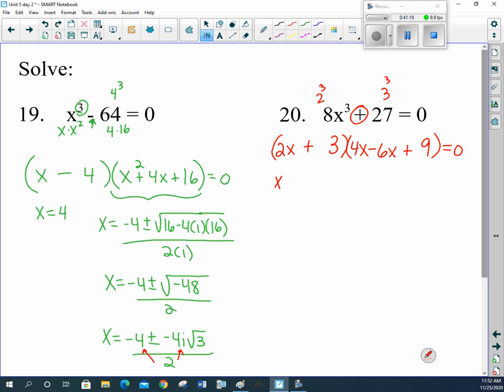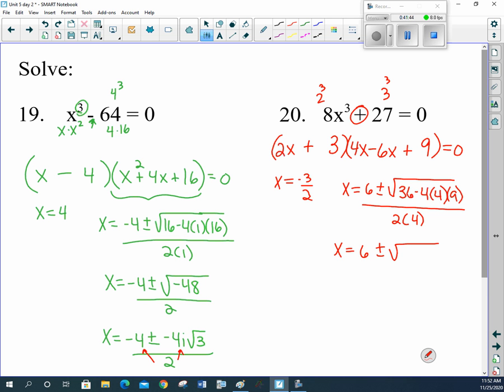Okay, from the first parenthesis, x equals -3/2. The second parenthesis will never factor. It always has to go in the quadratic formula. And this one will give you an imaginary number. Okay, so x equals 6 plus or minus the square root. Let's figure out what the discriminant is.